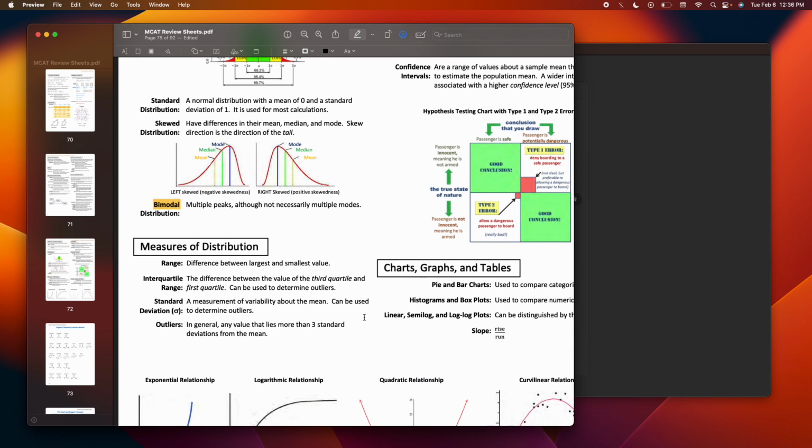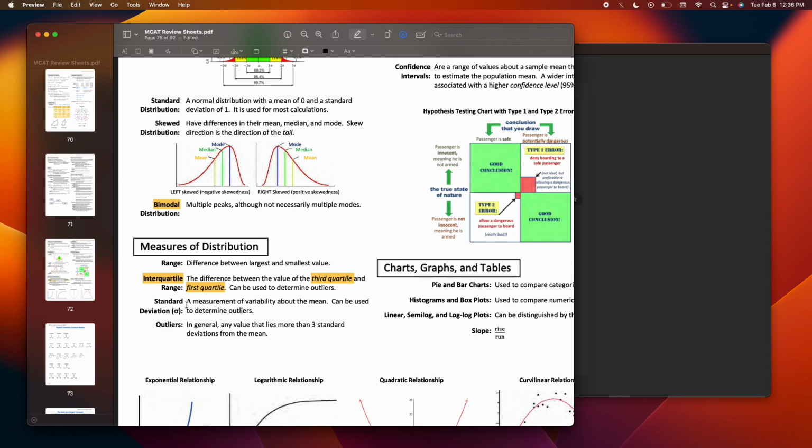For the measures of distribution, we have the range, which is the difference between the largest and smallest value. We have the interquartile range, which is the difference between the value of the third quartile and the first quartile. It can be used to determine outliers. We have 4 quartiles, right? The difference between the third and first quartile we call the interquartile range.